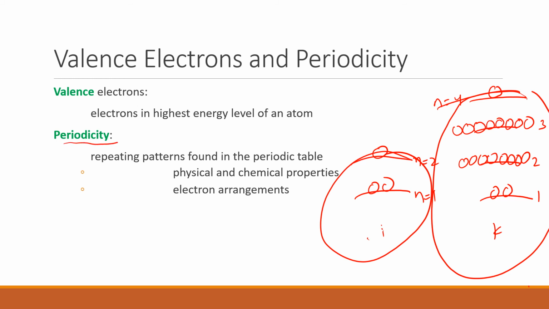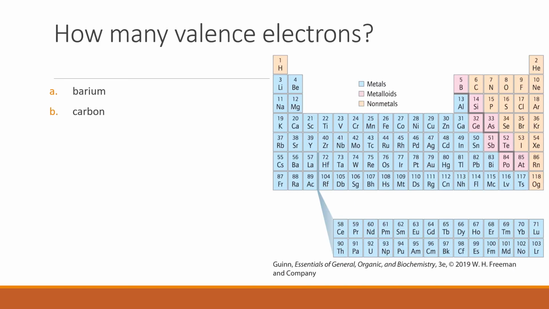Periodicity is defined as a repeating pattern found in the periodic table. In elements within the same group of a periodic table, the physical and chemical properties are quite similar, and in the similarity of the physical and chemical properties, there's a repeating pattern, so that's why it's called periodicity. And periodicity also depends on the electron arrangement in the energy levels or shells. Let's take a look at some problems.